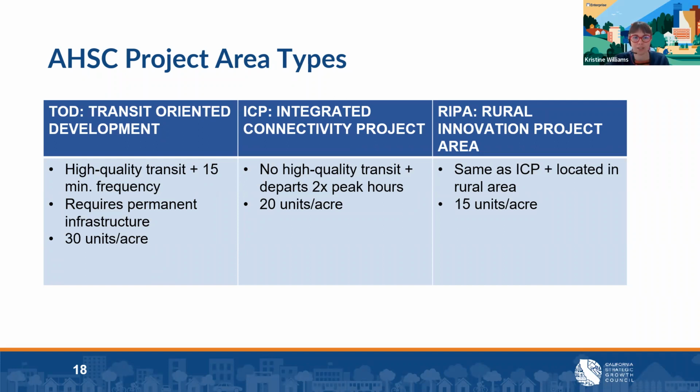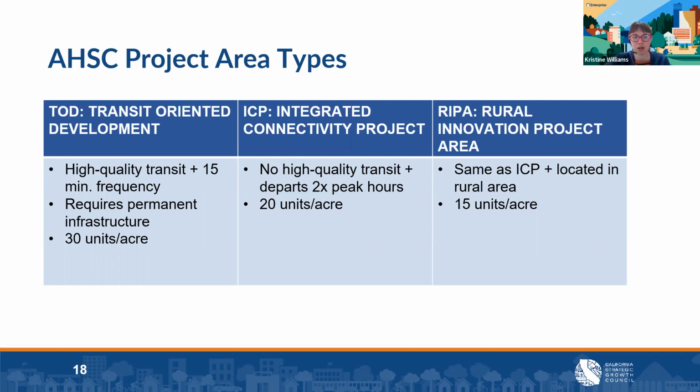If your site does not have transit that meets those high quality transit requirements, and you're also not located in a designated rural area, then you fall into what we call the ICP category, or you're an integrated connectivity project. And then if your site qualifies as rural, and again, isn't proximate to that high quality transit, you are designated what we call a RIPA, or a rural innovation project area type. And knowing which project area type you qualify as is important because they each have their own minimum density threshold, which is listed here on the screen.